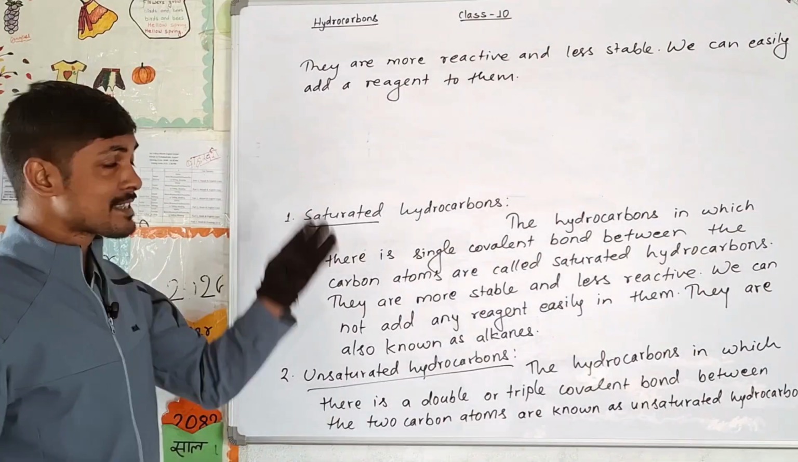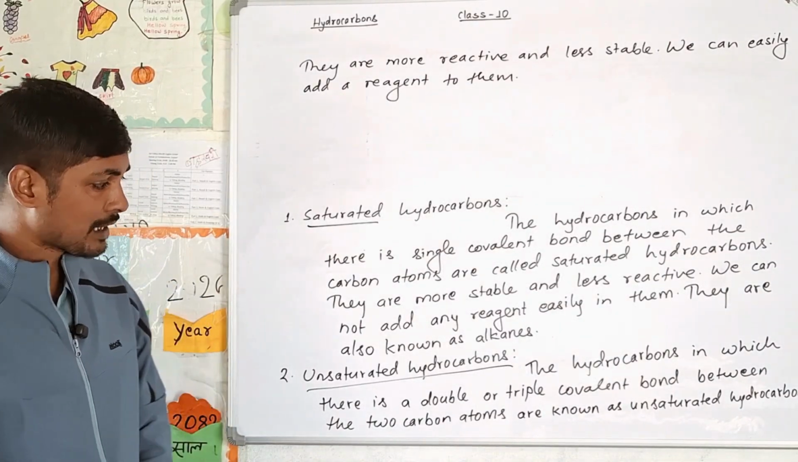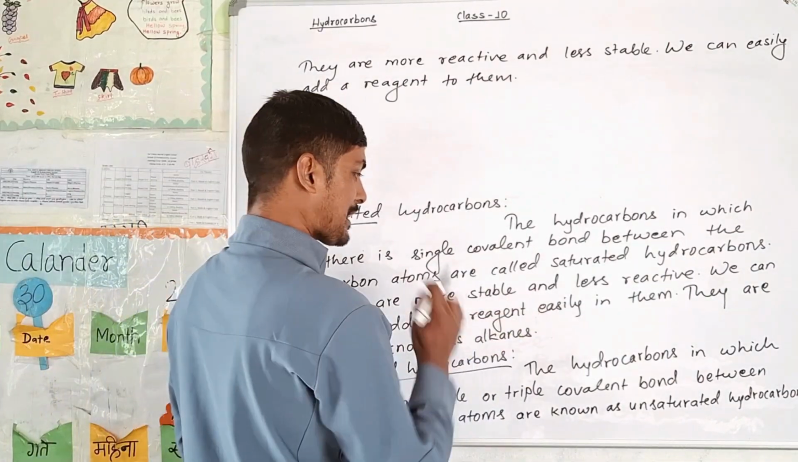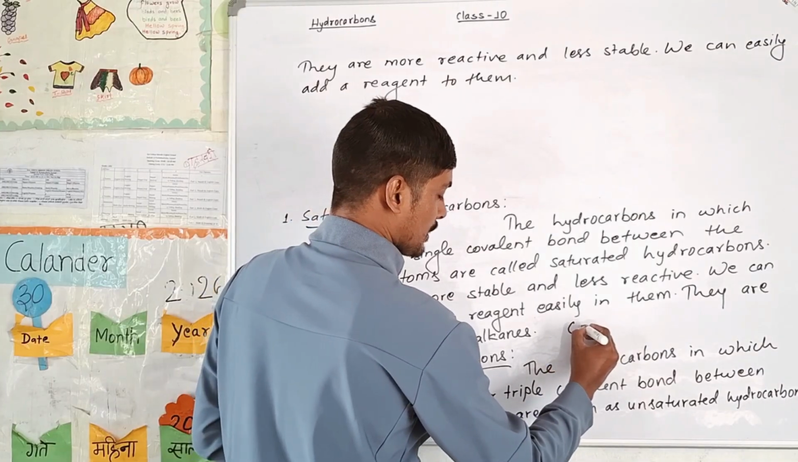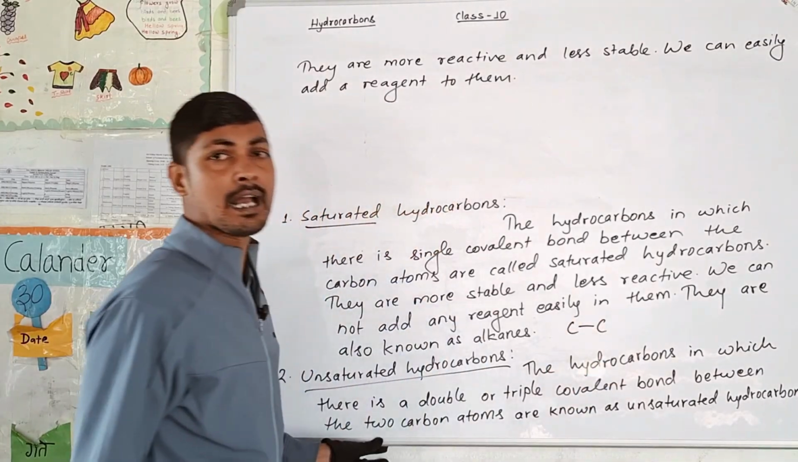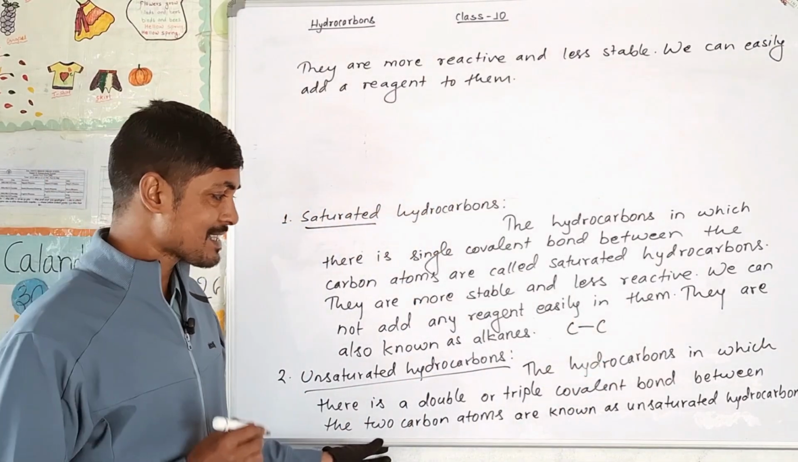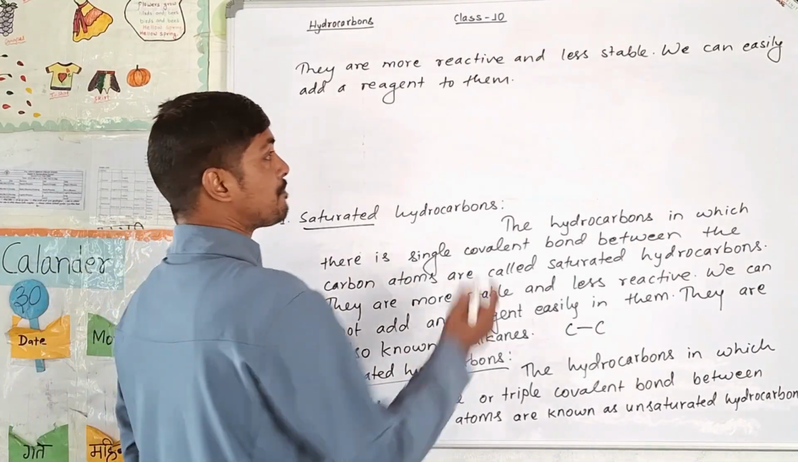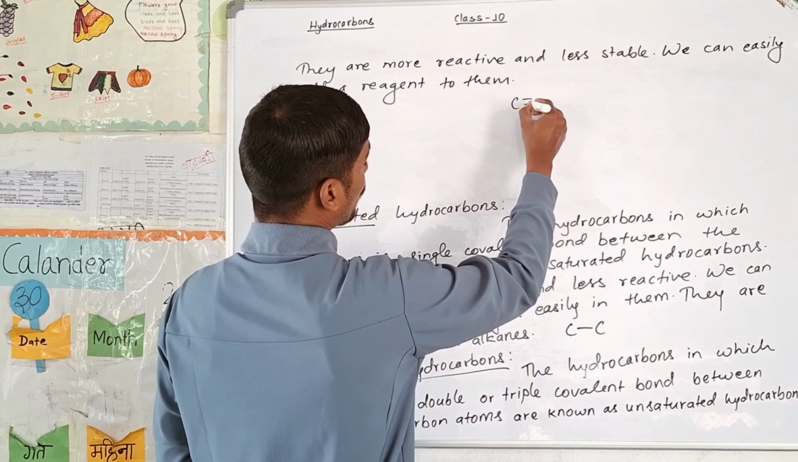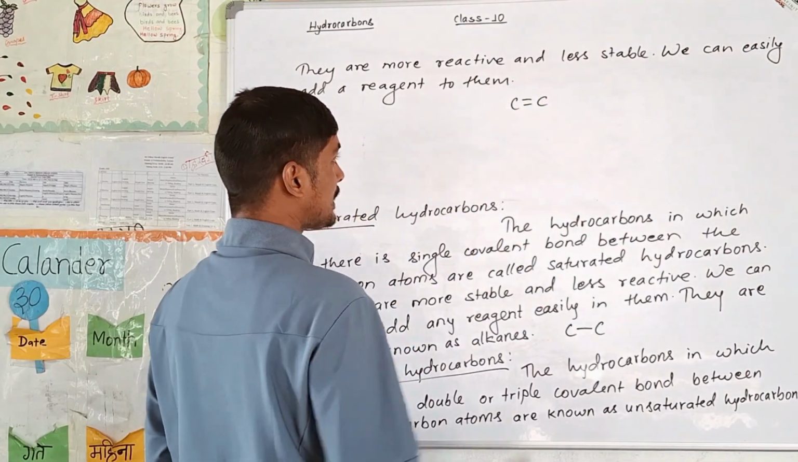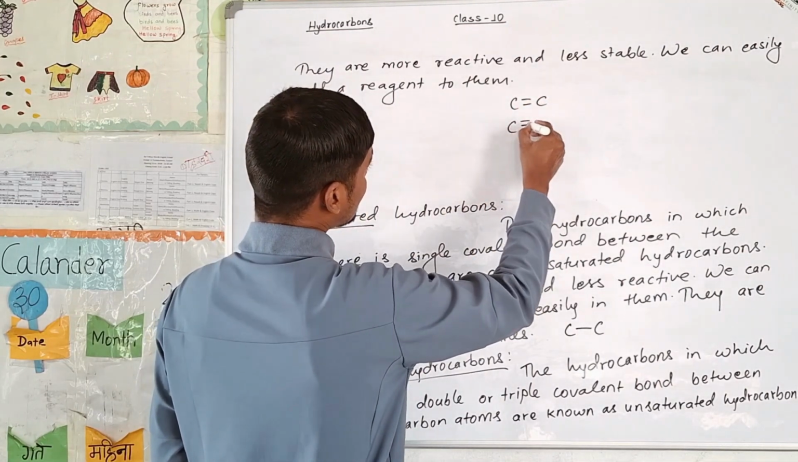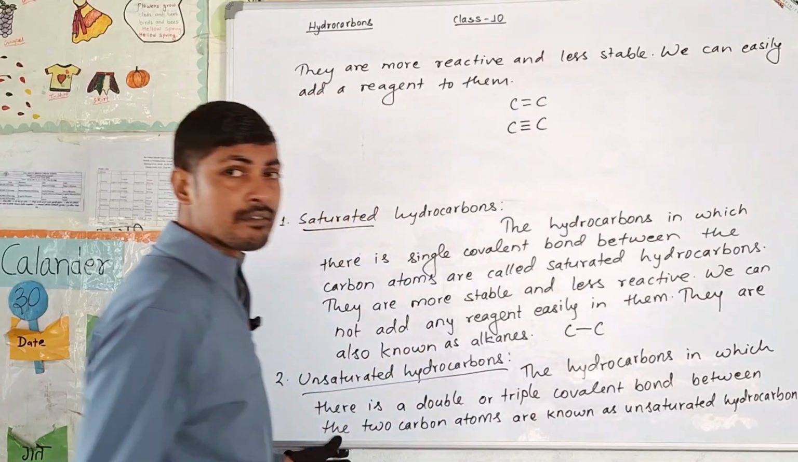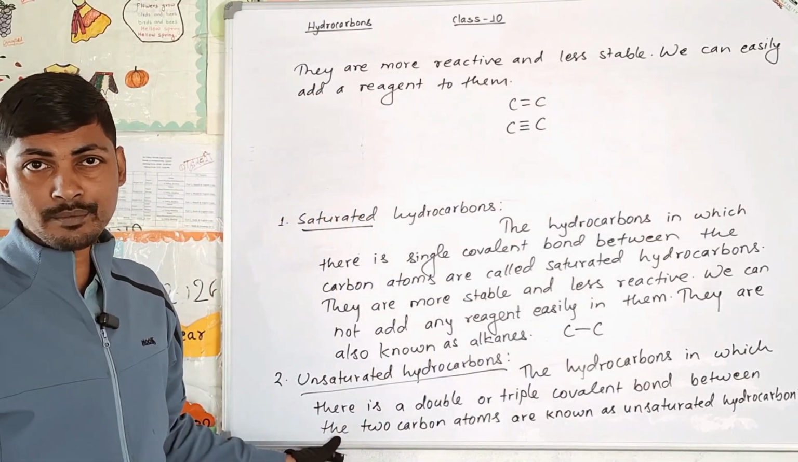So this is about the saturated and unsaturated hydrocarbons. Here in case of saturated hydrocarbons, what is there? The main thing that we have to remember is they have single covalent bonds, whereas in unsaturated hydrocarbons, there may be a double covalent bond between the carbon atoms, or there may be a triple covalent bond between the two carbon atoms.